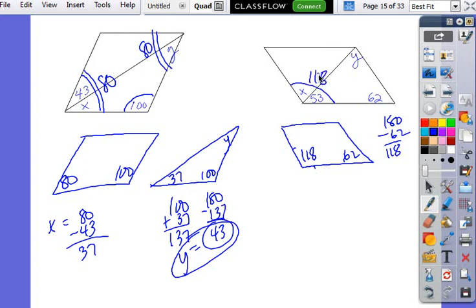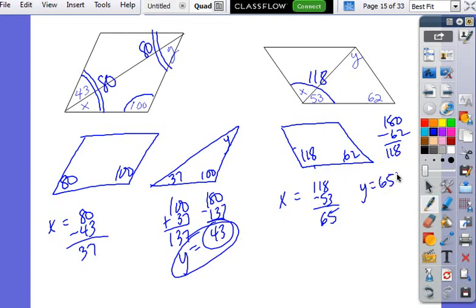How does that help me find the X right there? 118 minus 53. That's going to be X. So X is now 65. And if X is 65, that means Y is going to be 65 also, because those are the alternate interior angles.